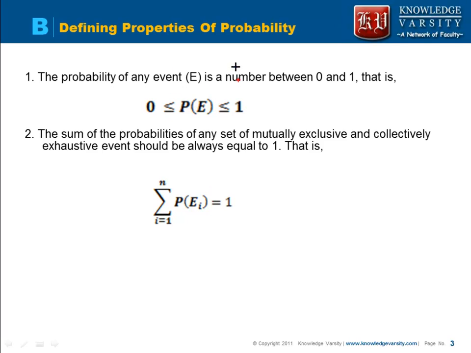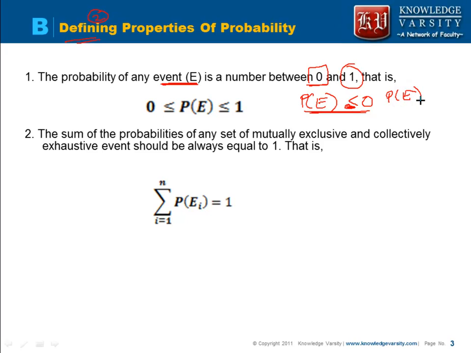Let us see what are the properties of probability. Note that there are two defining properties of probability. One property is that the probability of any event has to be between 0 and 1, both inclusive. That is, you cannot have a probability of any event which is negative. It can be equal to 0, but it cannot be negative.